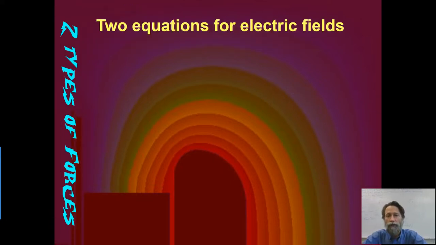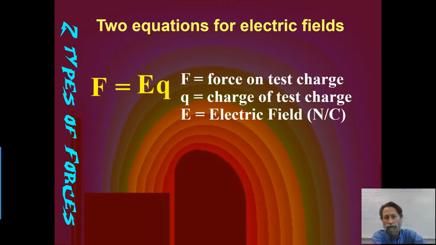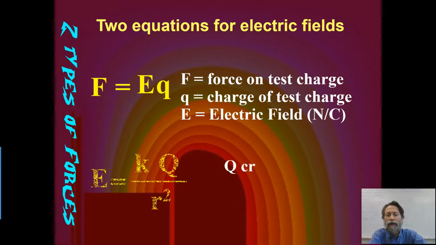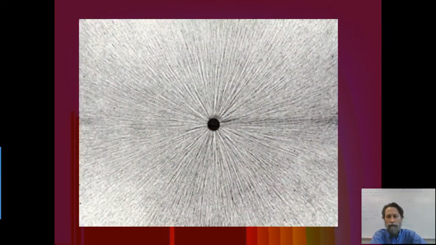So when you look at that, there are two different equations for electric field. We have the force is equal to the field times the charge, and here's the breakdown of each of those symbols. And then we also have that the electric field is kQ over r squared, where Q creates the field. K, remember, is that constant, 9 times 10 to the 9th, and r is the radius away from that charge. So here is a picture.